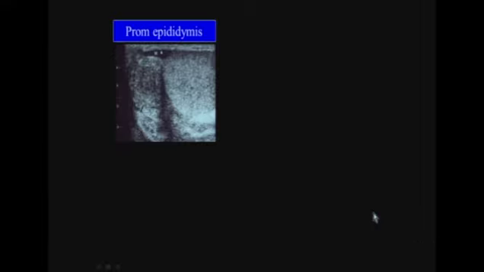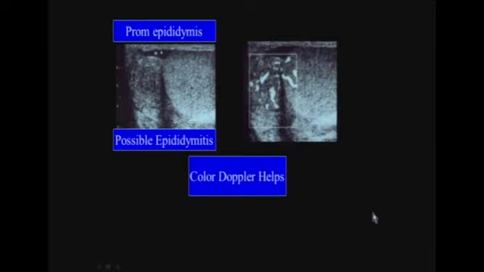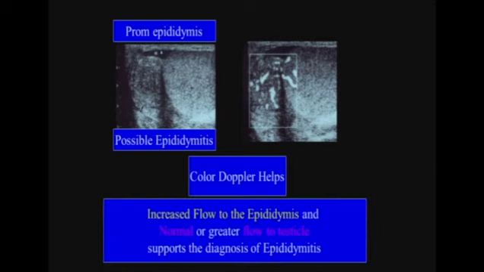So this is an example again of a prominent epididymis on a longitudinal image, upper one half of a right testicle and the epididymis itself. But notice there's an echopenic area within the epididymis. Also note that there's some increased vascular flow seen on this black and white image of a color flow image. Increased flow to the epididymis and normal or greater flow to the testicles supports the diagnosis of epididymitis.